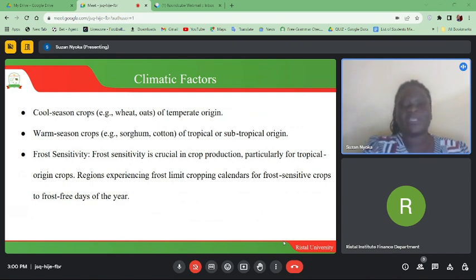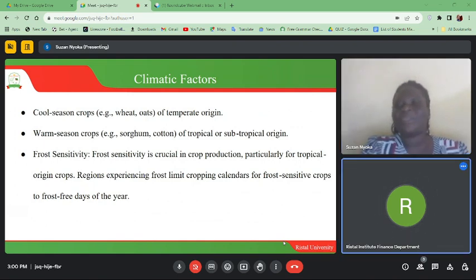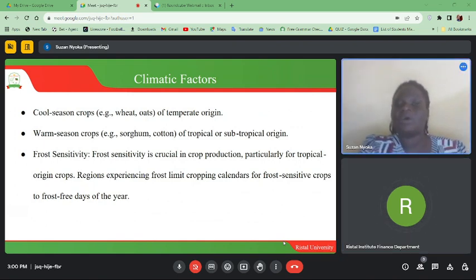We have the frost sensitivity. Frost sensitivity is crucial in crop production, particularly for tropical origin crops. Regions experiencing frost limit cropping calendars for frost sensitive crops, frost three days of the year.